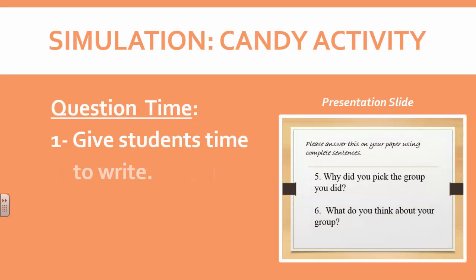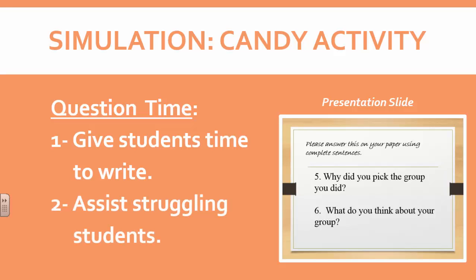Once groups are formed, have students sit down and answer the next group of questions. After students have had a chance to write, take a few student responses about how they like their groups and why they picked the groups they did. Most will boil down to, I picked this group because I like these people.